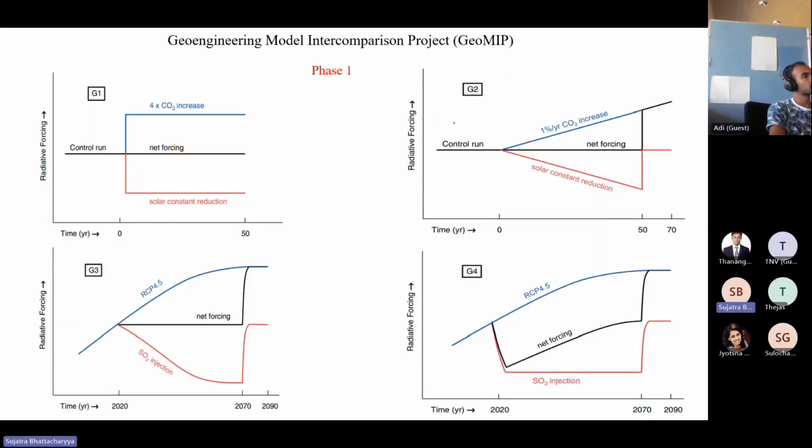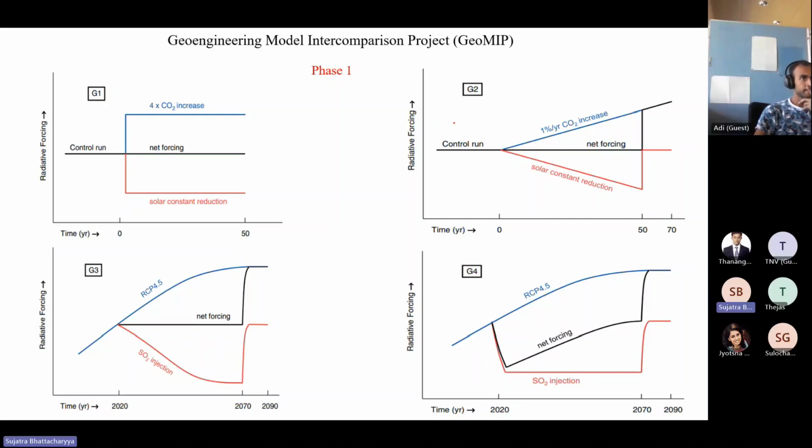So here is the schematic. We can see these four experiments. In the first experiment, they increase the carbon dioxide 4 times and decrease the solar constant to keep the net forcing as in the control run. In the G2, they also increase the carbon dioxide percent per year and decrease the solar constant to offset the radiative forcing due to the carbon dioxide increase. They run the model for 50 years, stop the geoengineering after 50 years, and run for another 20 years to see how the forcing reacts.